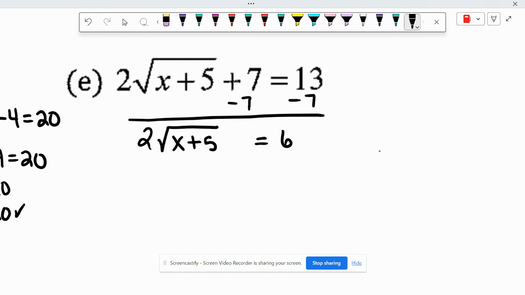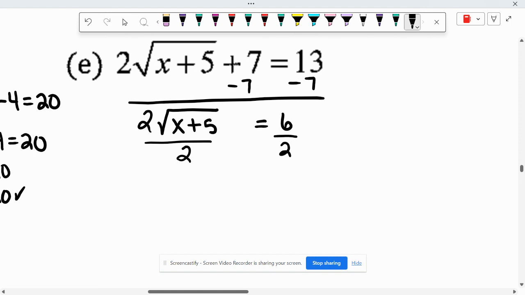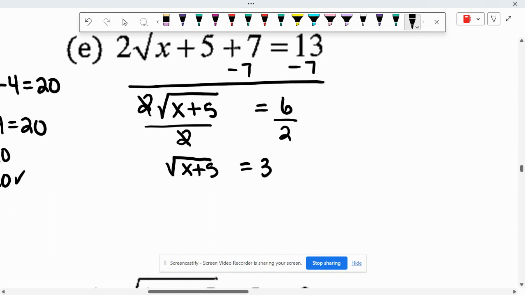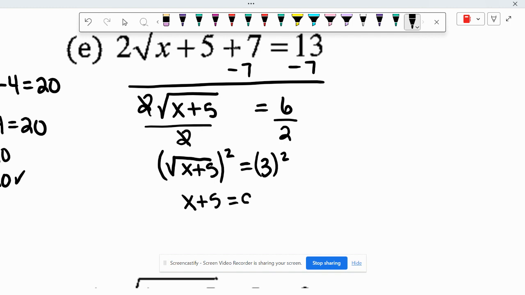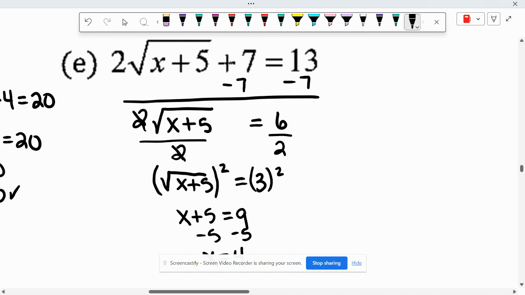I have that 2 outside of it. That says 2 times. Divide by 2 first. You want to get that radical symbol all by itself. So when I divide both sides by 2, I have the square root of x plus 5 equals 3. And now what do you want to do? Square both sides. So when I square that, the radical symbol disappears and I have x plus 5 equals 9. Yeah. Subtract 5. X equals 4. I think we need to check that.